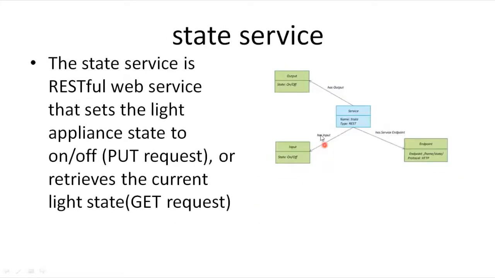And then coming to the last important service, the state service. This is a RESTful web service. This particular service sets the light appliance's state to on or off. That is called a PUT request. And then it retrieves the current light state. That is called a GET request. That means based on this information, we will have the state service.